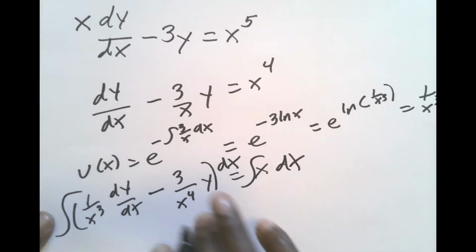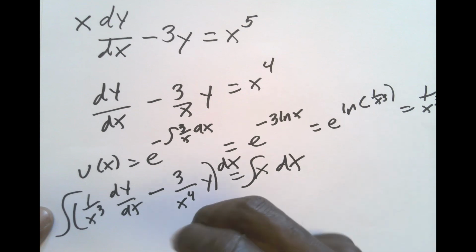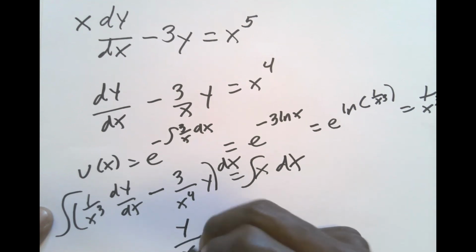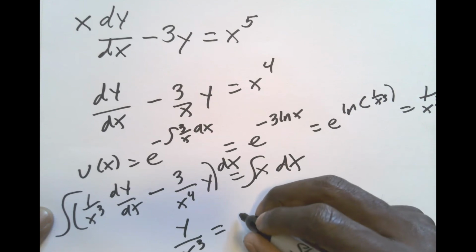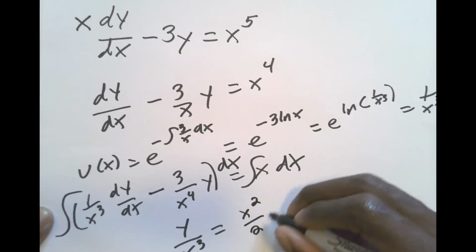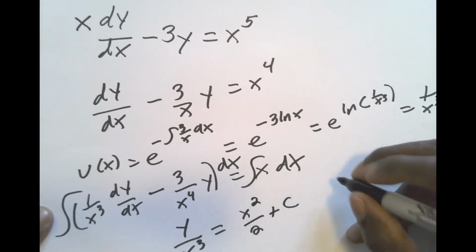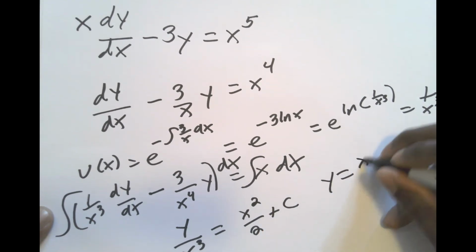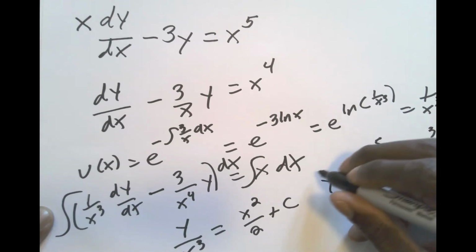All right, so this is just going to be y times u of x. What was u of x again? This is 1 over x cubed. So this will be y over x cubed. And this will be x squared over 2 plus some constant. And then we'll multiply everything by x cubed. And so we'll get y equals x to the 5th over 2 plus c times x cubed.